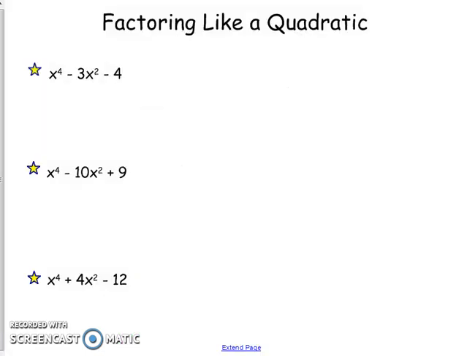Now we have one that's called factoring like a quadratic. So whenever you have your exponents that are 4, then 2, and then nothing, like this example, you're going to treat it like a quadratic. So if we look at the first example, I have x to the 4th minus 3x squared minus 4. So if we just think about this as a quadratic for a minute, if we had x squared minus 3x minus 4, how would we factor that? Okay, so multiplies to negative 4, adds to negative 3, so this would be x minus 4 and x plus 1.